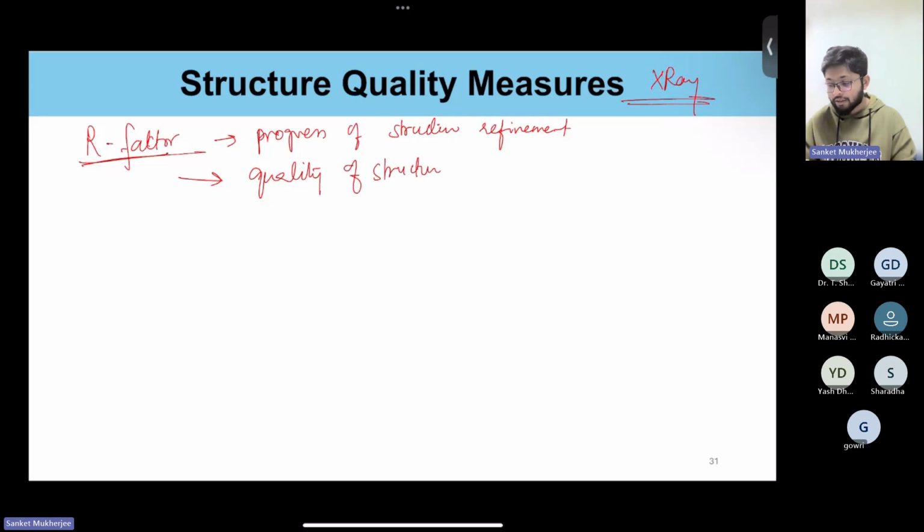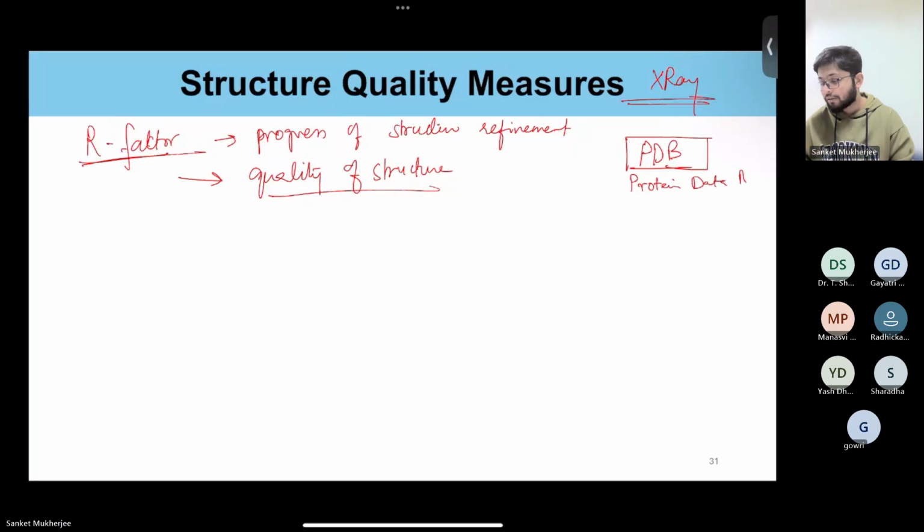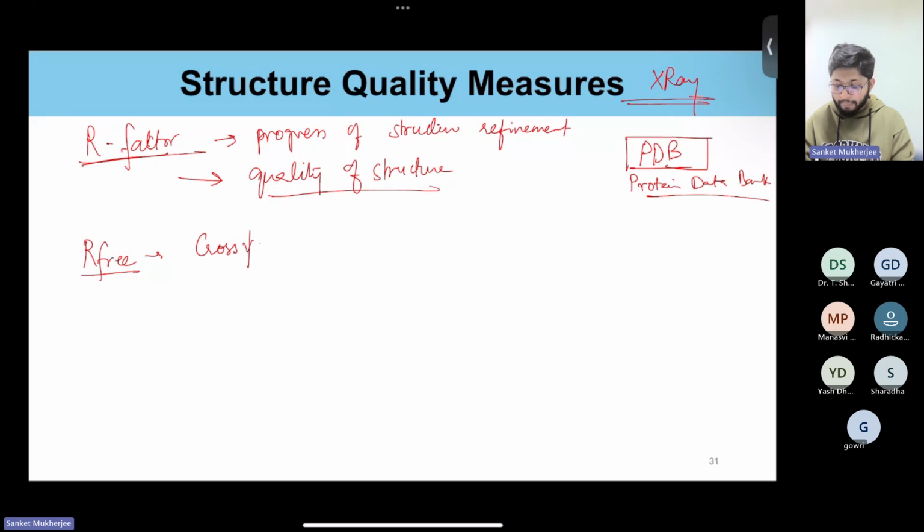You can find data like this on the PDB website. You can search this. PDB stands for Protein Data Bank, which is a repository for all protein structures. Then there is R free, another parameter. It's basically a cross validation between observed and expected structure.